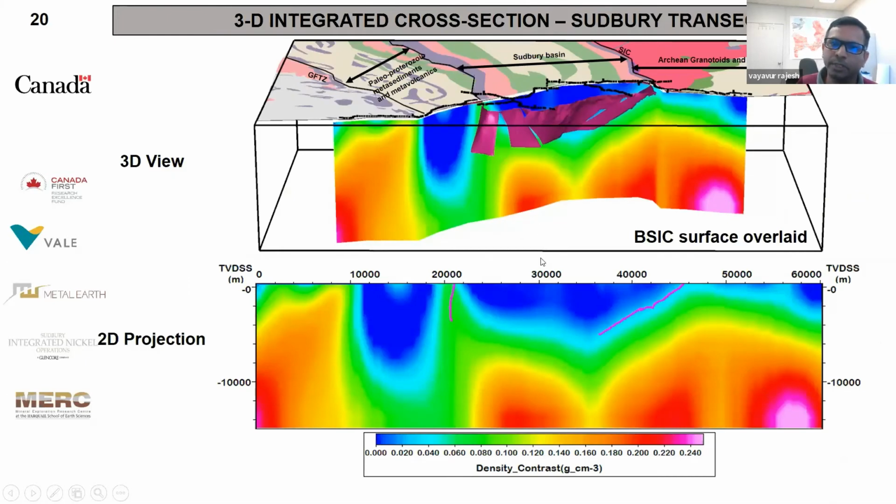Here I'm overlaying the Vale-provided 3D model surface. This is a borehole constraint surface. I overlaid it on top of that 3D cross section, and you see the 2D projection there. The dips of this cross section match with the 3D inversion cross section, so we are fairly confident about the model. We can still corroborate with other geophysical evidence.